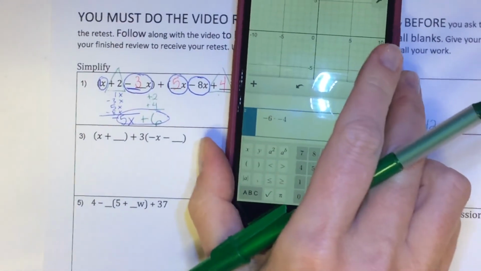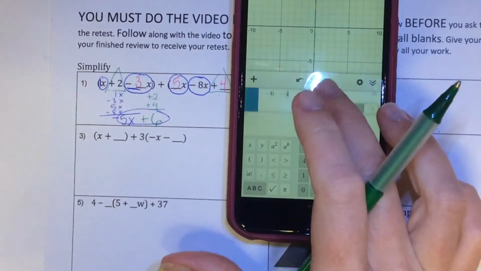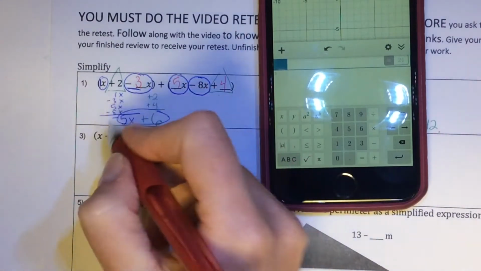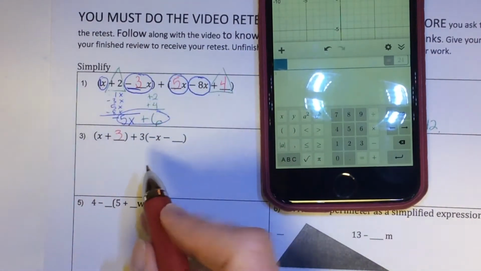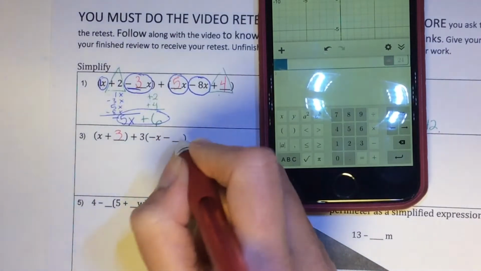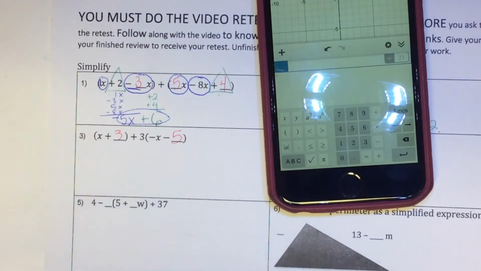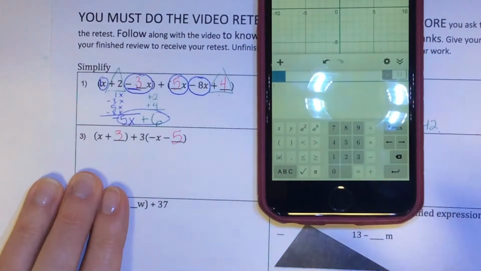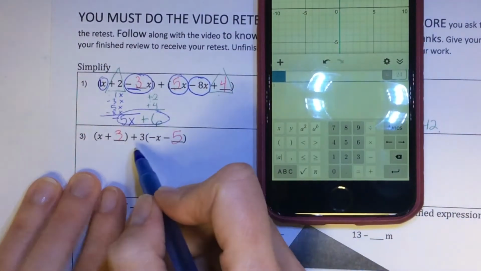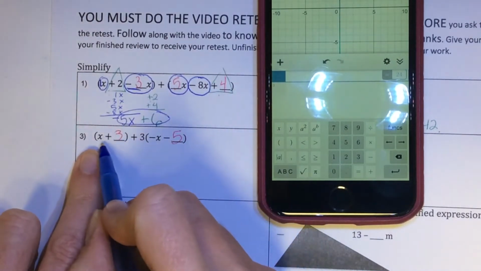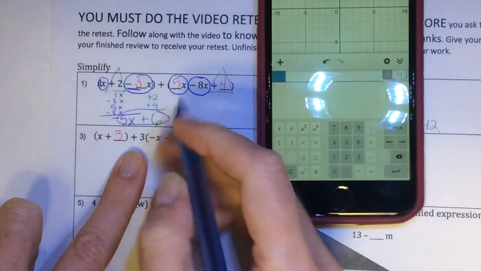For question number 3, we are going to fill in our missing numbers. We have 3(x plus 3), and then we have, that's a -x minus 5. And remember, if you are pausing the video to see what you can do on your own, that is a really good thing to do so that you can see how successful you're going to be on the retest. First step, see if you can do distribution. So we are going to look, and yes, there's a 3 right next to the parentheses.